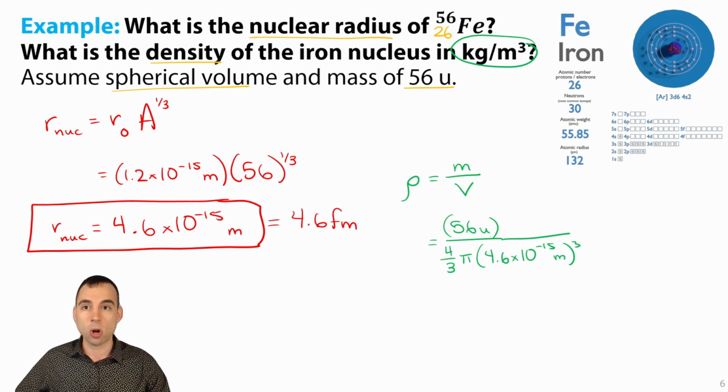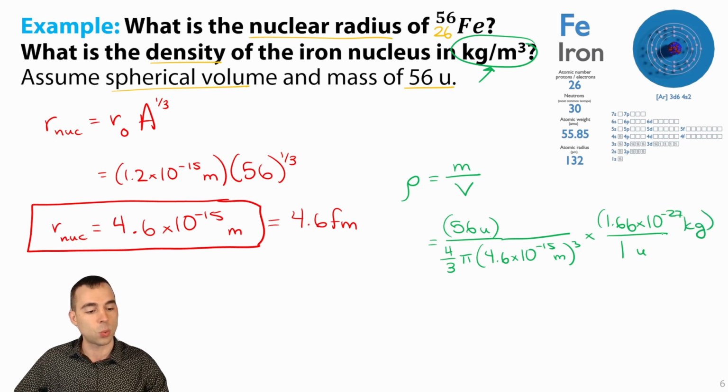And we'll notice that we're in atomic mass units here, and we'll have atomic mass units divided by meters cubed, but we want to get our density in kilograms per meter cubed. So we can convert atomic mass units to kilograms by using the value from the table in the previous slide, 1.66 times 10 to the negative 27 kilograms in every atomic mass unit. So let's see what we get.